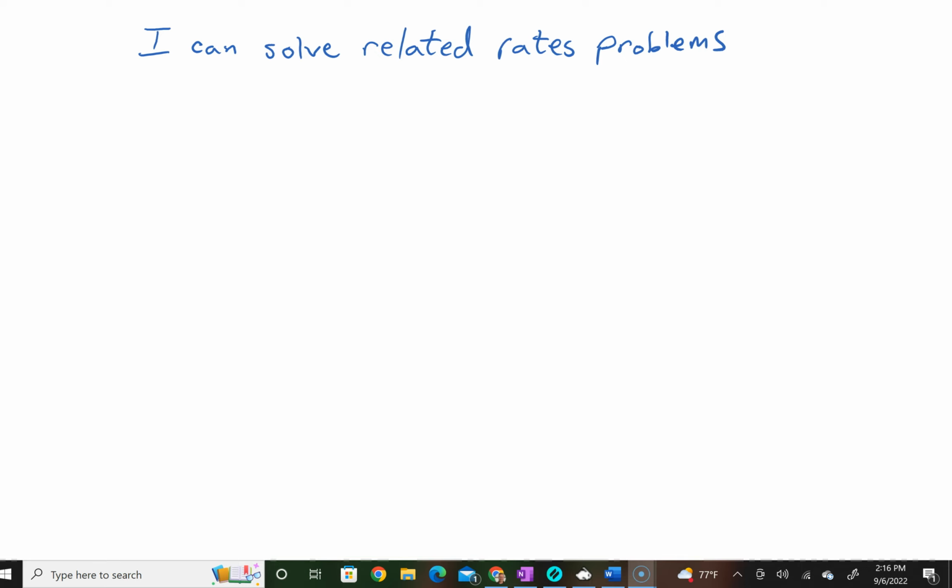Calculus BC, we are going to look at section 3.8, a very important section. Take a look at our learning target: I can solve related rates problems.